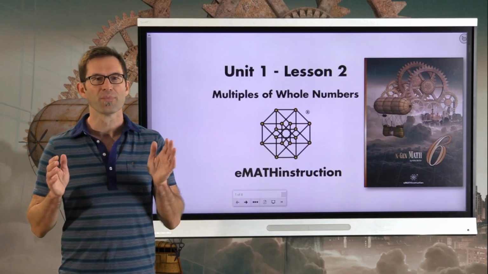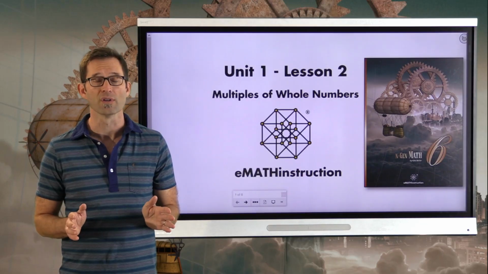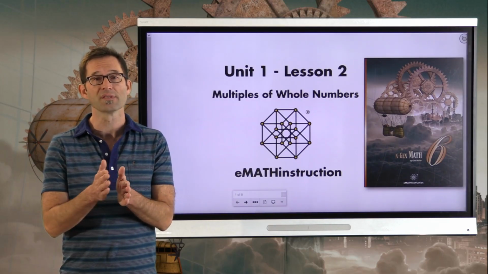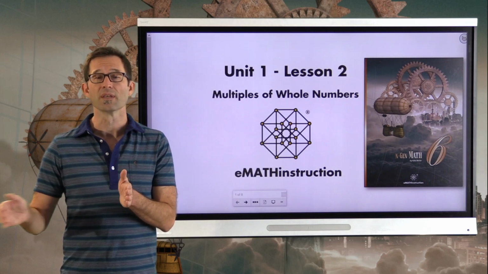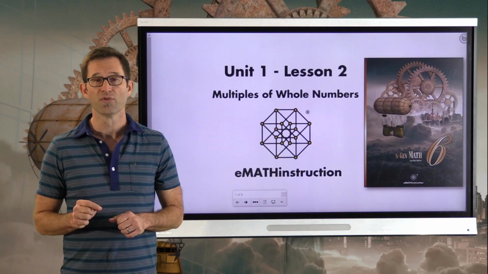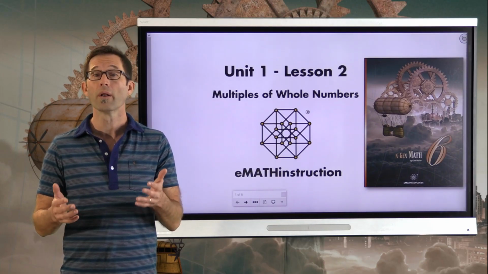Today we're going to be doing Unit 1, Lesson 2 on multiples of whole numbers. This is a great follow-up to our last lesson, which was just on whole number multiplication. Today we're going to be looking specifically at what happens when we multiply the same number by different numbers again and again. We're also going to be trying to find what we call common multiples of two numbers. But let's jump right into it and just make sure that we remember what a multiple is.